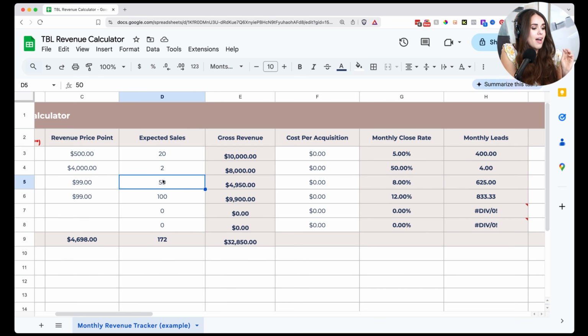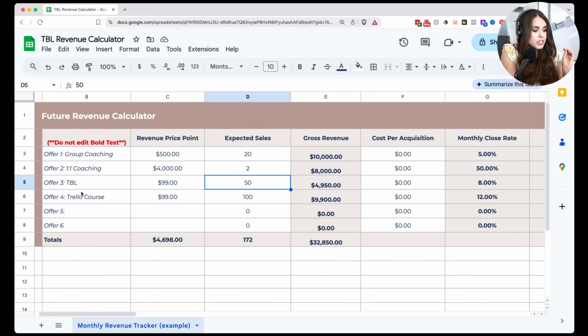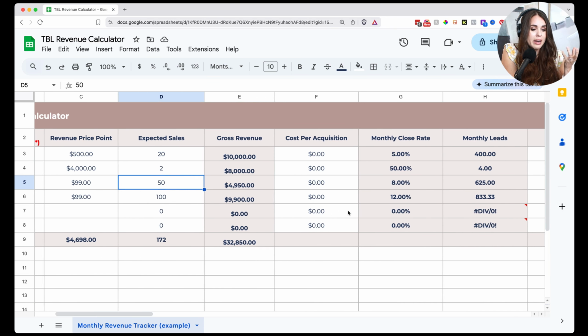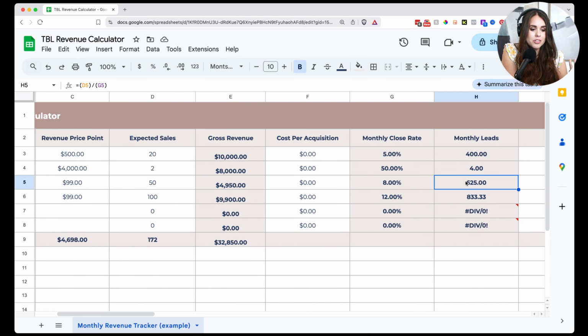And then if I want to sell 50 of those TBL Academy seats at 8% conversion rate, I need 625 people to actually go through whatever that sales mechanism is, whether that's hit my sales page or watch a VSL or go through one of our workshops. That is what that looks like.